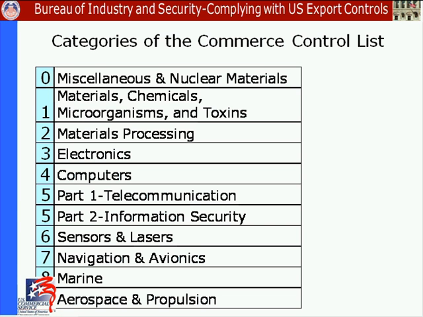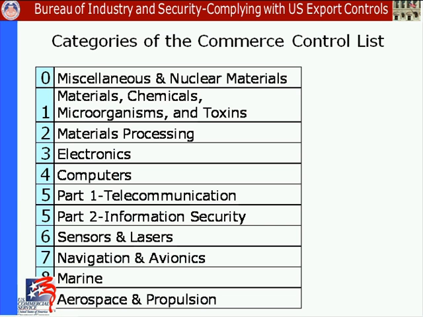So category 1, we have materials, chemicals, microorganisms, toxins. 2, materials processing, like machine tools. There are also dimensional measurement systems included in that, interferometers that may attach to machine tools. 3 is electronics, usually electronic components, microwave components, electronic systems. Also, your semiconductor processing equipment is found under category 3. 4 is computers. 5 is telecommunications systems. It could be fiber optic systems. Some fiber optic telecom cable is caught there.